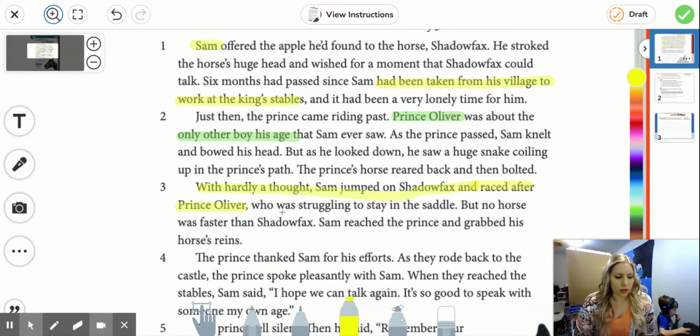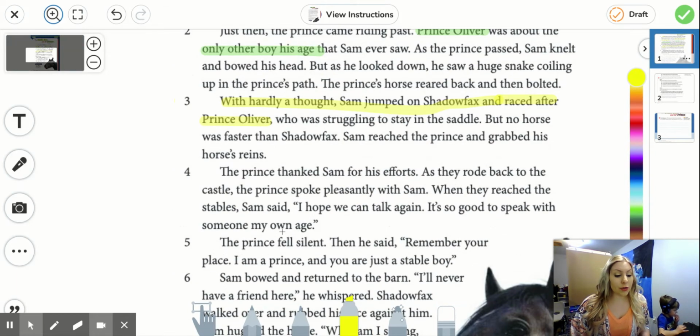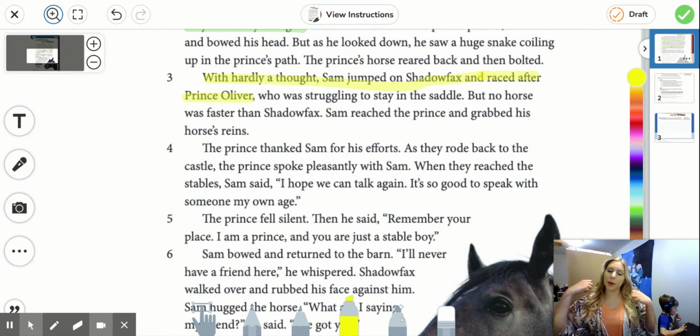All right. So we know that Sam is racing after him, and he's racing after him to try and help, right? So he reaches the prince and he grabs the horse's reins. The reins are like the part of the horse where when you're riding them, you hold on to, like those ropes. You guys know what I'm talking about? That's what he's holding on to so that he can kind of help slow the horse down.